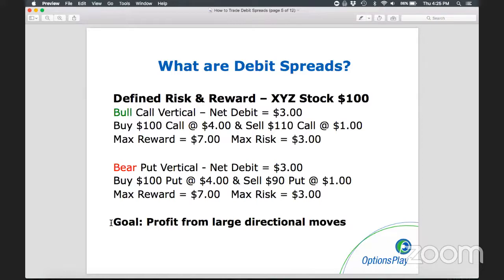Now, the goal of all debit spreads is to simply profit from a large directional move, meaning when should you utilize these trades? It's when you have stock XYZ and you think it's going to go from $100 to, let's say, 110, then you would buy a bull call vertical. If you think stock XYZ is going to go from $100 down to $90, then you want to trade a bear put vertical. So very simple.